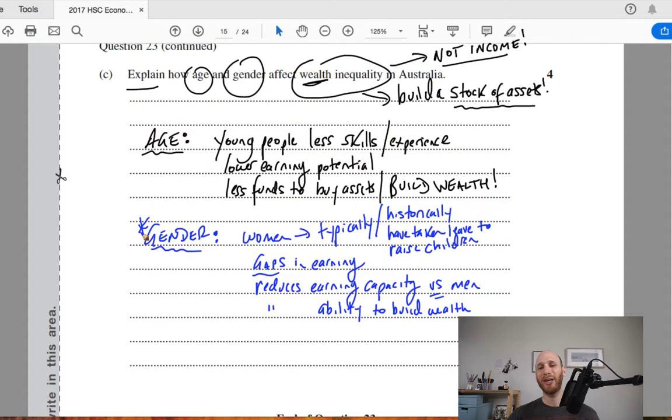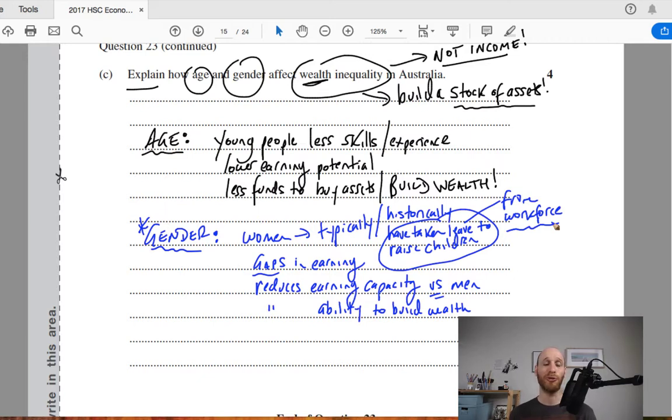Women have typically, historically, yes, things have changed over time, and this isn't the case for everybody, typically and historically taken leave from the workforce to raise children. So this means that there are gaps in what they're earning, that they would be earning full-time wages and working full-time and earning those skills and building up their ability to earn more and build wealth. But when they're not working full-time or they're working part-time or they're not in the workforce at all, then they could have less earning capacity compared to men.